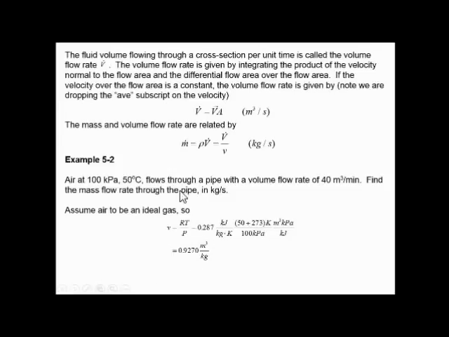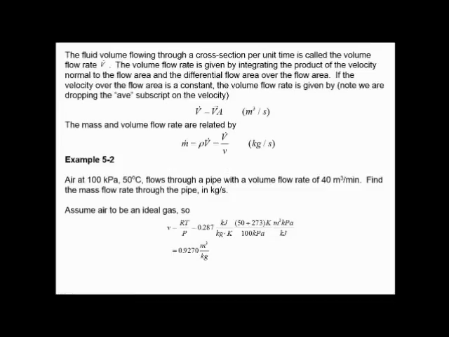The mass and volume flow rate are related in this way: m dot equals rho into V dot. So in this V dot we can substitute rho as the reciprocal of specific volume, that is V dot by specific volume.